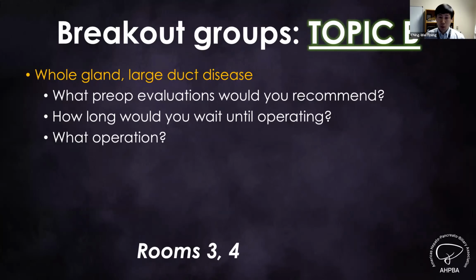For rooms 3 and 4, let's change this up. This is a STEM break off the original question. This patient instead now has whole gland disease with a large duct. So whole gland, not just head disease. What pre-op evaluations would you recommend for this patient? How long would you put off surgery? Do you need to do surgery? And if you did do surgery, what operation would you choose? Okay, so this is for topic B, rooms 3 and 4. Slide.